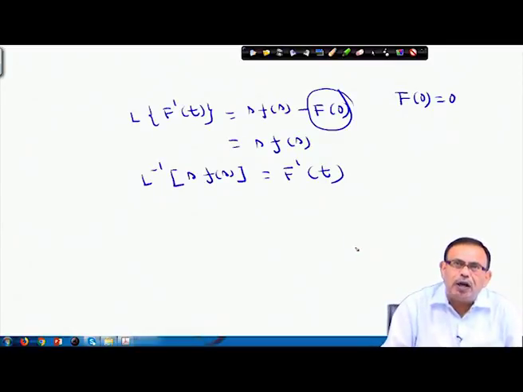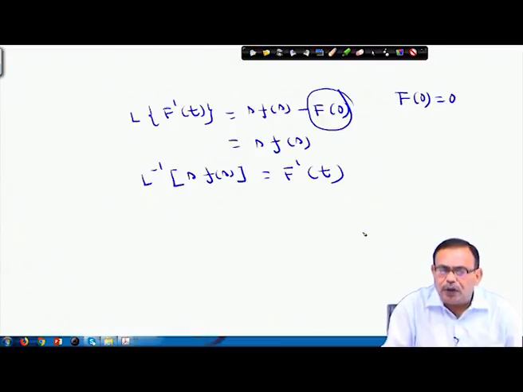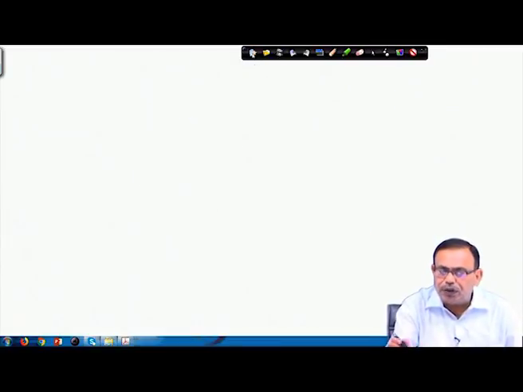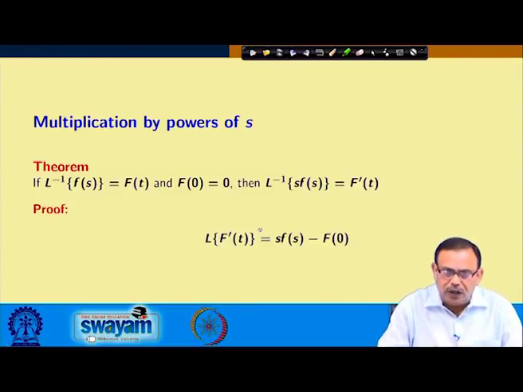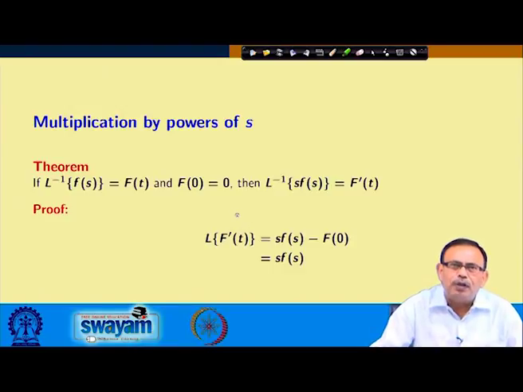So, let us stop here. In the next lecture, we will see the division by power of s also. We have done it for the multiplication by power of s, and next we will see the division by power of s. This is the proof of this example.